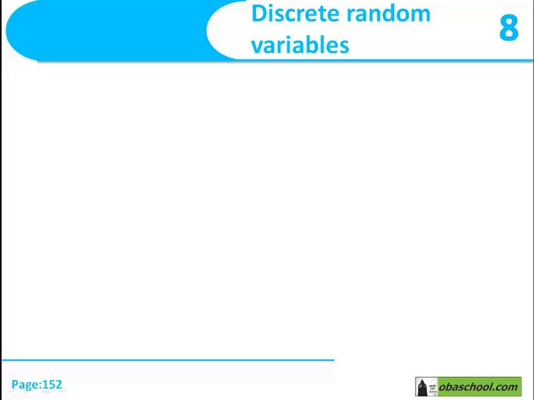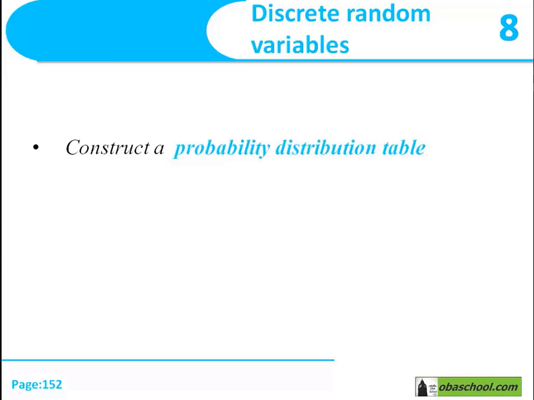Chapter 8, Discrete Random Variables. Now we are going to study how to construct a probability distribution table, where we can define the discrete random variables and their corresponding probabilities, and how to write down a probability function.